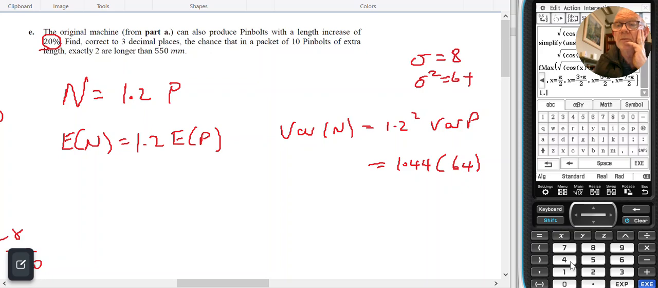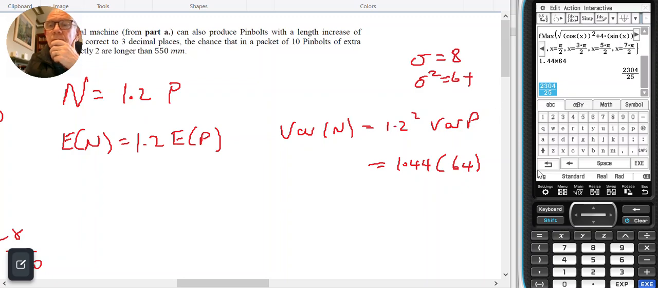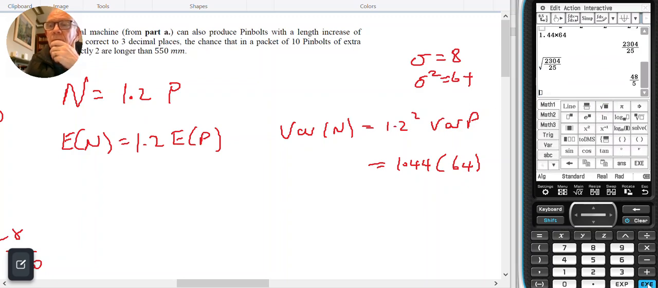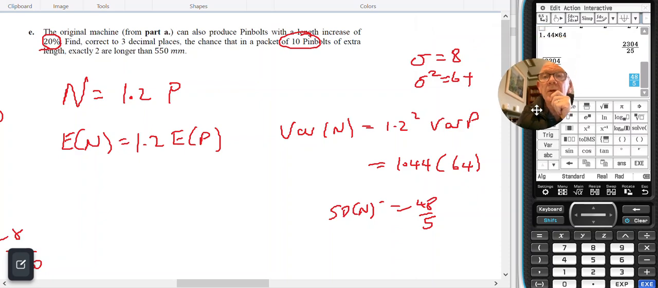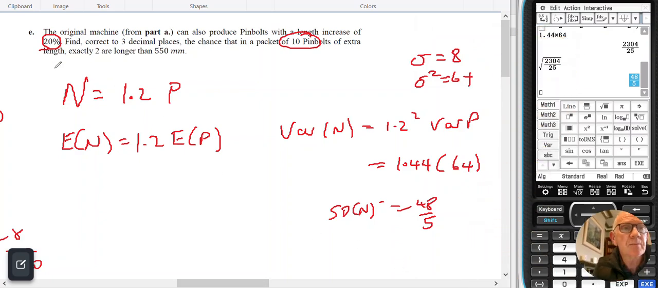So 1.44 times 64 equals that, and I want the square root of that, which gives me 9.6. I've got 10 bolts, and I want to know, so I've got a binomial because this is 10.